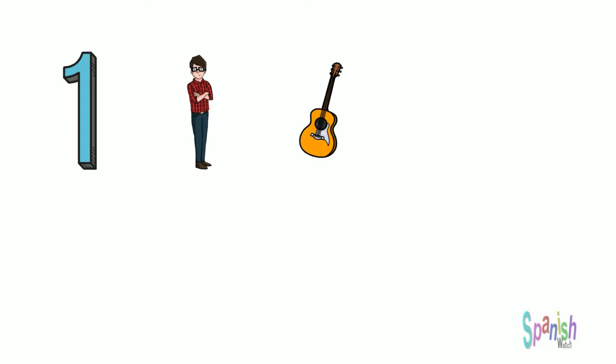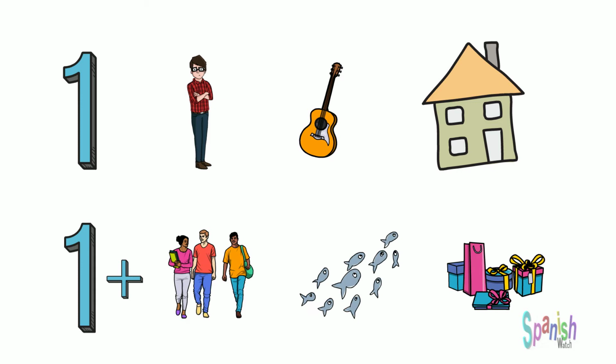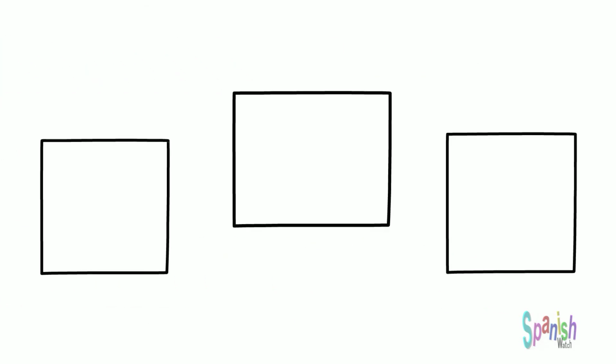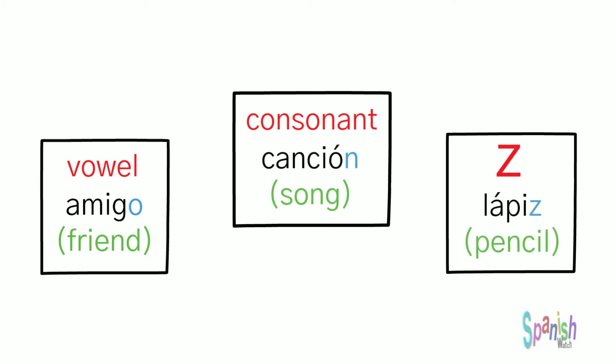Okay, so let's start. As we know, singular is when we talk about one person or thing, and plural, more than one. The first thing you need to know is that we classify words in three main groups by their ending, okay? It can be a vowel, a consonant, or Z. Like for example, as you see on the screen, amigo ends in vowel, canción ends in consonant, and lápiz in Z. Now let's make the plural of these words and you'll see how easy this is.